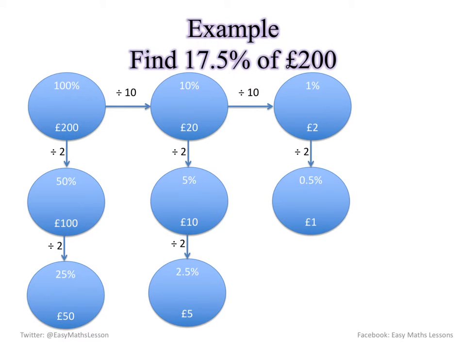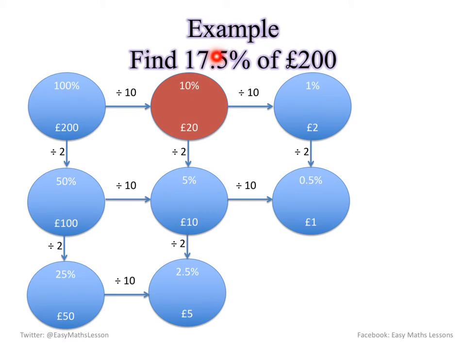But what I'm going to do now is show you that every time you go across, you always divide by 10. So from 50%, divide by 10 will give you 5%. From 5%, divide by 10 will give you 0.5%. And 25% divided by 10 will give you 2.5%. That's just something interesting.